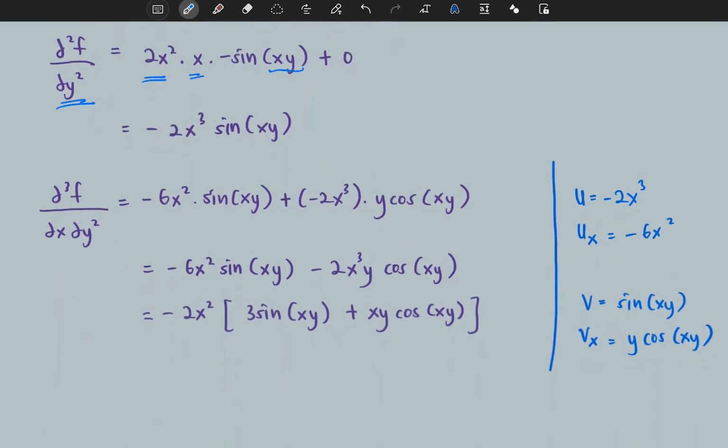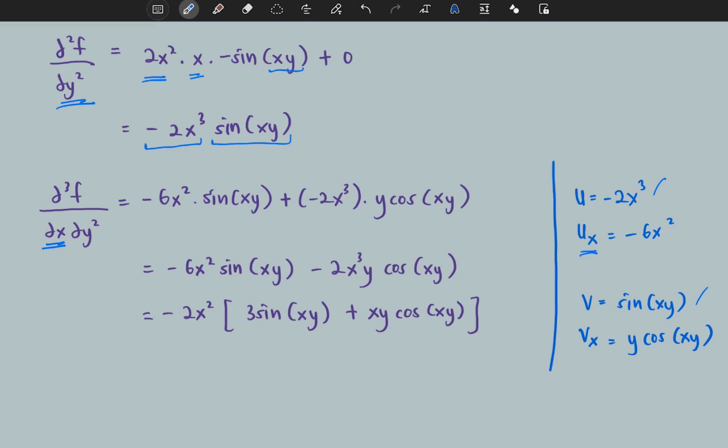Okay, the last one would be the third derivative, which we need to differentiate the last one with respect to x. As you can see, this is a multiplication. This is a product of two functions. The first one is negative 2x cubed, and the second one is sin xy. That's why here we let u equal to negative 2x cubed, and then v equal to sin xy. Okay, and then since we want to differentiate with respect to x, that's why I write here as u_x. Differentiate negative 2x cubed with respect to x, going to be negative 6x squared.